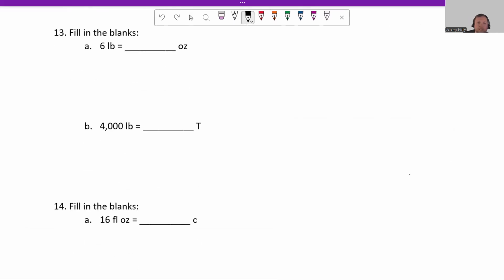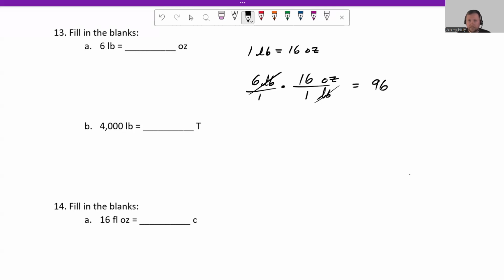Fill in the blanks. 6 pounds equals blank ounces. So if you look at the formula sheet, 1 pound is 16 ounces. So 6 pounds over 1. And I want to cancel out pounds and end up in ounces. So 1 pound is 16 ounces. So these cancel, and all this was telling me is that I'm taking the 6 times the 16. So I get 96 ounces.